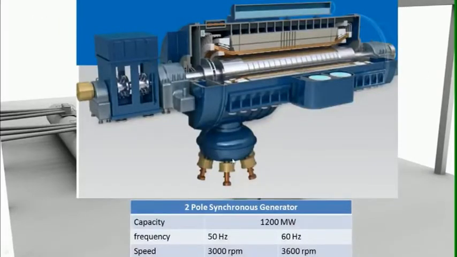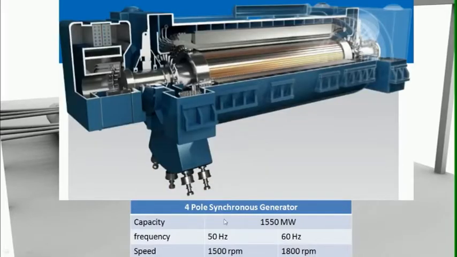These days, two-pole generators are available with a maximum capacity of 1200 megawatt. To generate 50 Hz frequency from them, they need to rotate at 3000 RPM, and to generate 60 Hz, they must be rotated at 3600 RPM. Similarly, 4-pole generators are also available with a capacity of 1500 megawatt, and to generate a frequency of 50 Hz, they need to run at 1500 RPM, and to generate 60 Hz, 1800 RPM is required.